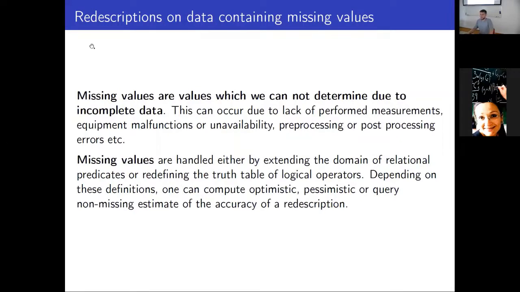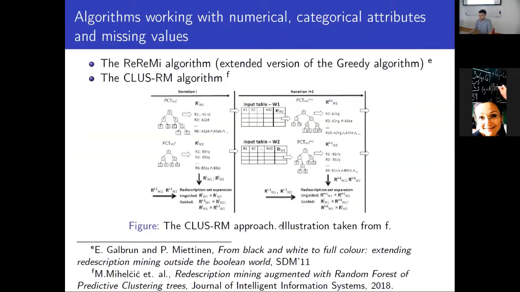Okay, and then there is the added complexity in real-world available data, and this is that some measurements can be missing due to various reasons, malfunctions of equipment, unavailability of the subjects, and things like that. And this also needs to be incorporated into the redescription mining. It can be incorporated either by extending the domain of relational predicates or by defining the truth tables of logical operators. And based on how we handle these values, we get several different measures of similarity between queries.